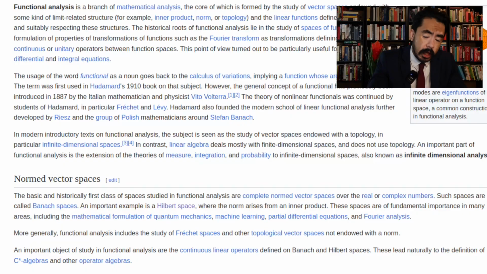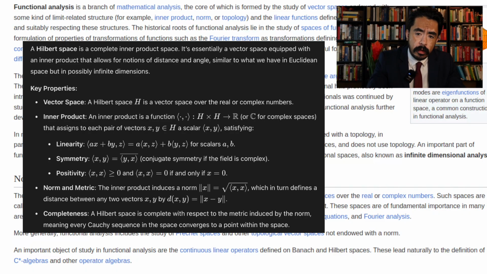Anyways, so a Hilbert space, named after the prolific mathematician David Hilbert, is what you would call a complete inner product space. So a Hilbert space is essentially a vector space equipped with an inner product that allows for notions of distance and angle similar to what we have in Euclidean space, but in possibly infinite dimensions. And like I said, we could have functions inside of these bad boys.